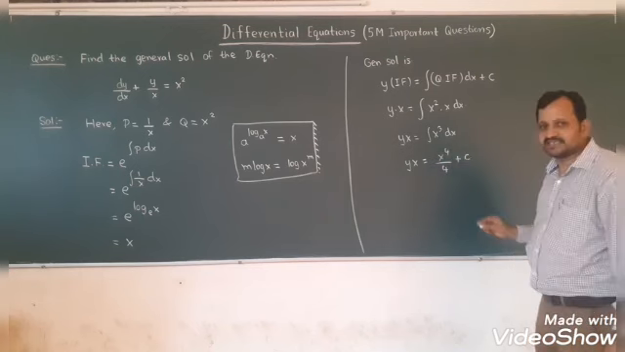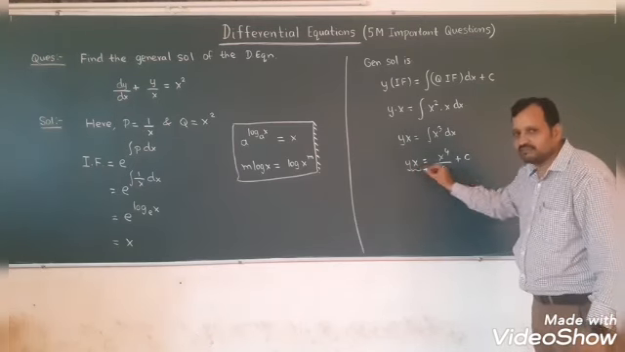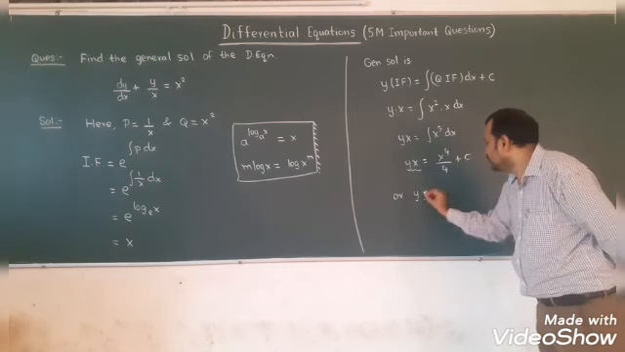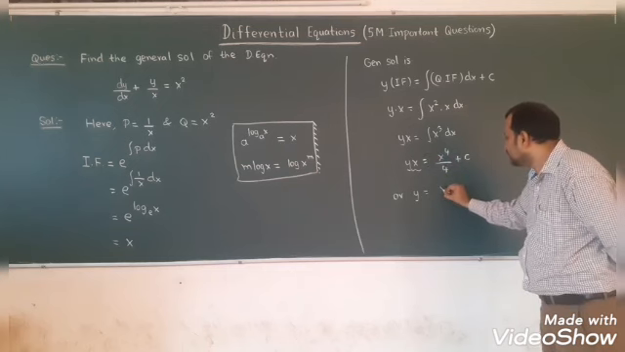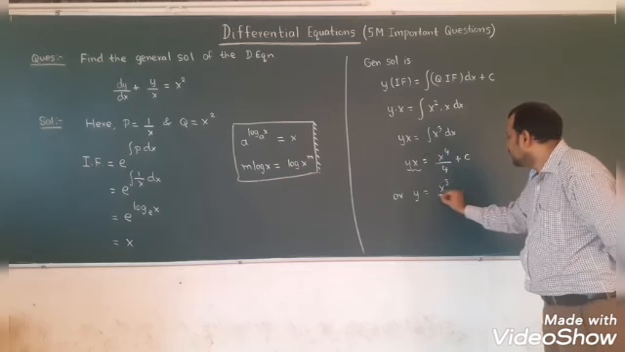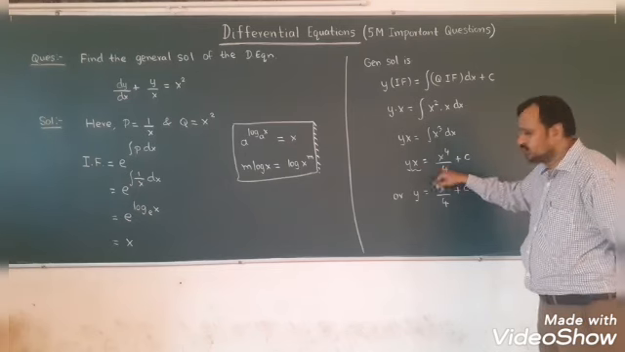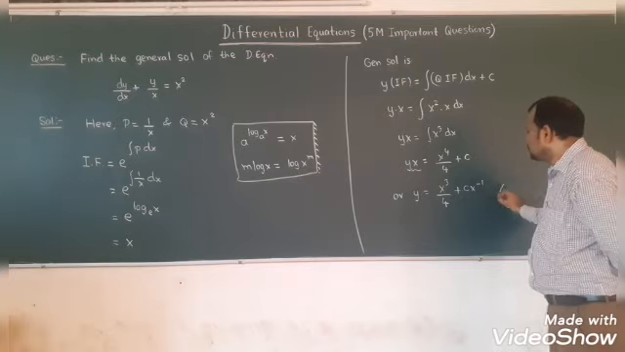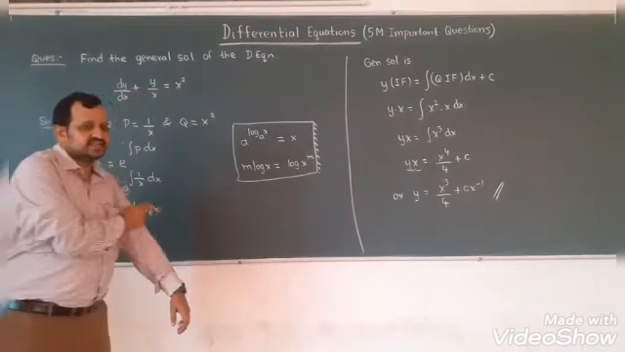You can leave the answer like this. Otherwise what you can do, divide both sides by x. So finally you will get y is equal to x to the power 4 divided by x, you will get x cube divided by 4 plus c by x. So x will go up and this we can write as minus 1. So this is the required general solution of differential equation.